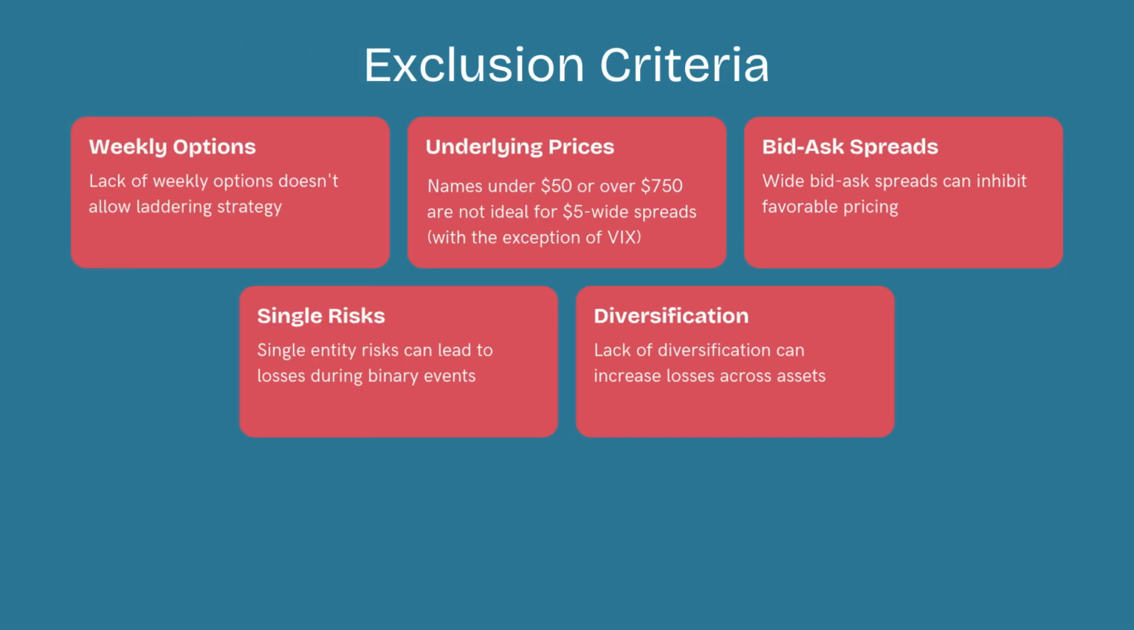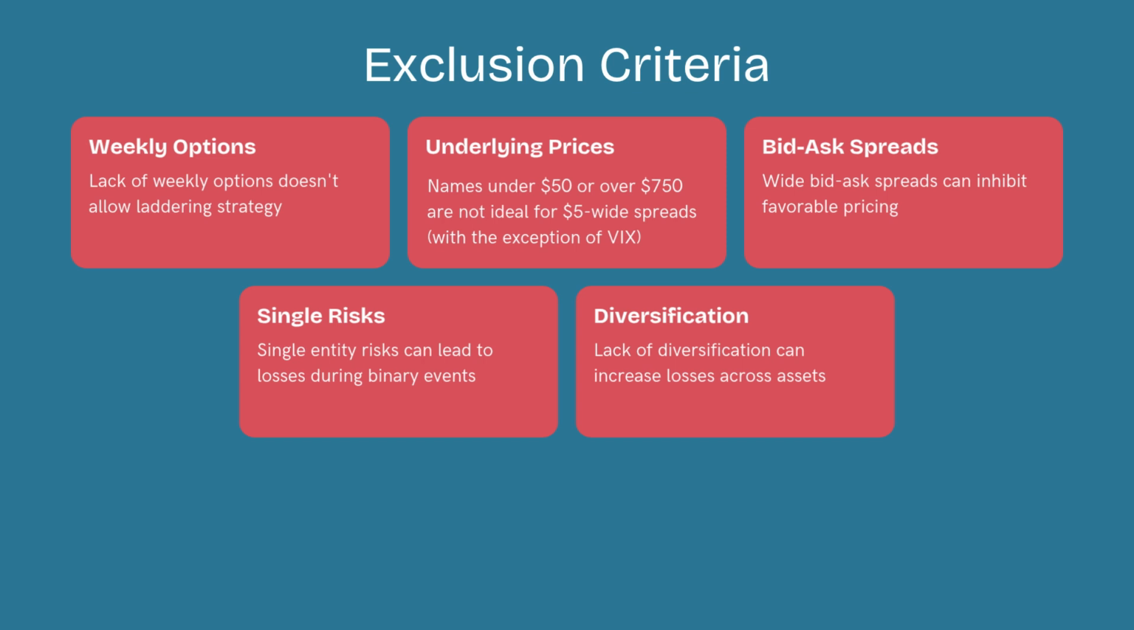So here's the reason that we exclude some underlyings from our 12. Obviously, you've got to have the weekly options. There are a lot of names out there that only do monthlies still, so we don't allow those. Any underlying prices that are really far out of the range that we're looking for. So typically the names that we look for are between $50 and $750. So once you get under 50, it is really hard to get $5 wide spreads.